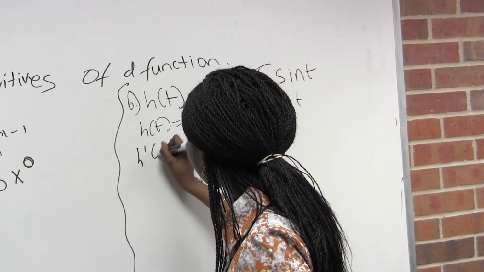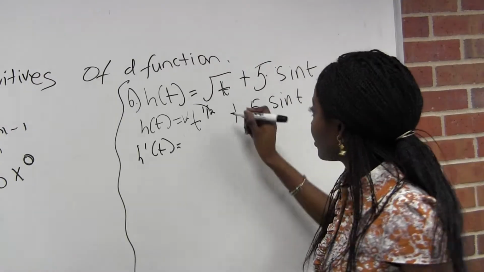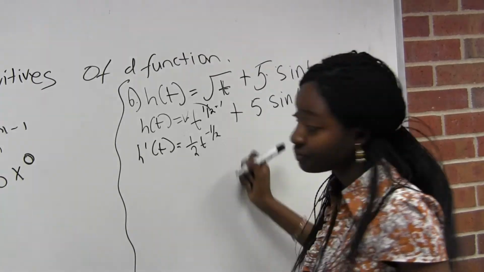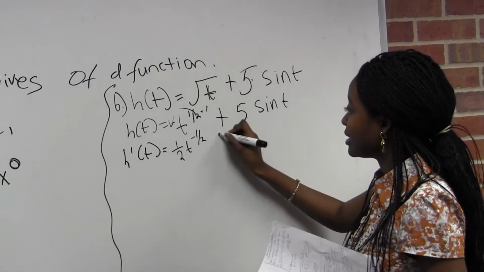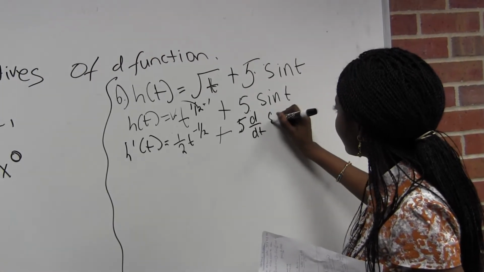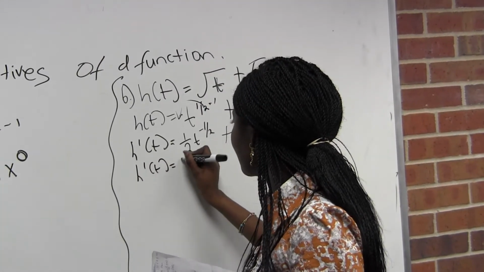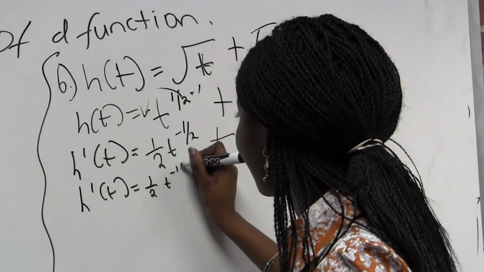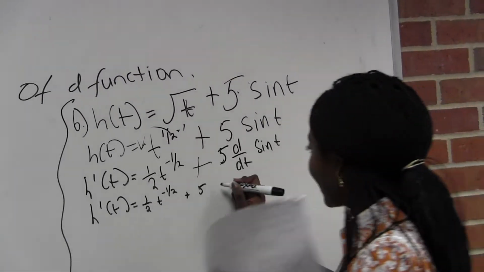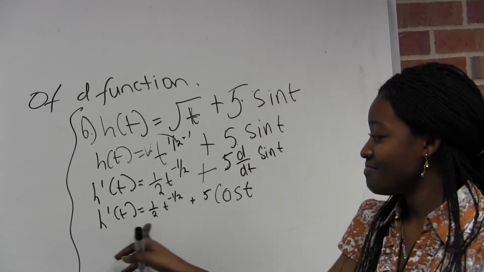So my h prime of t is going to give me this. The 1/2 comes down and I subtract 1, so I have 1/2 t to the power of negative 1/2. Now I have 5 sine t. Don't forget this is the same thing as 5 times the derivative with respect to t of sine t. So h prime of t gives me 1/2 t to the power of negative 1/2 plus 5 times the derivative of sine t. What is the derivative of sine t? It's cosine t.